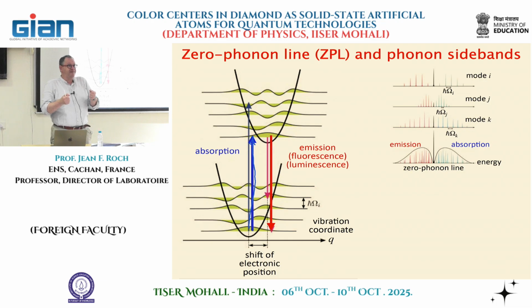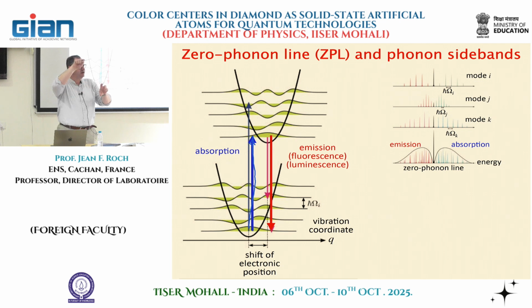If you compare to a single atom, like in vacuum, if you are able to trap a single atom with an optical tweezer, for instance, you have a two-level system. Where do I find my two-level system in solid-state physics? I only find it on the zero phonon line. So I can have a coherent process between the absorption and the emission. It's only on the zero phonon line.